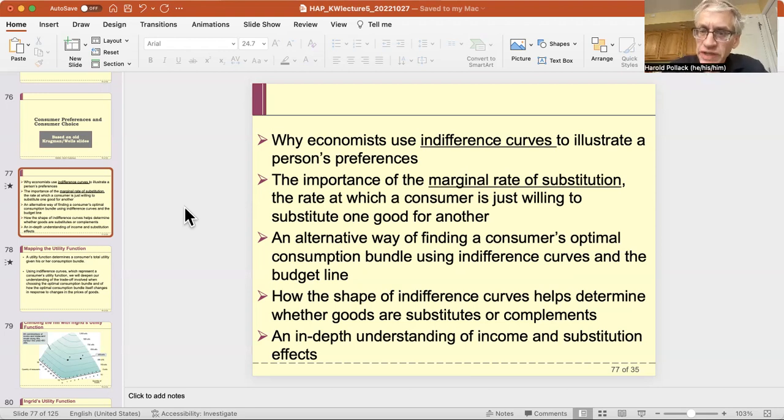So the slope of the indifference curve is called the marginal rate of substitution. And what's interesting about that is how much I'm willing to trade off one good for another. So if the marginal rate of substitution between, say, books and bagels is 3, basically I'm willing to trade 3 bagels for 1 book at the margin. So the marginal rate of substitution is, at the margin, how am I willing to trade off 2 things?